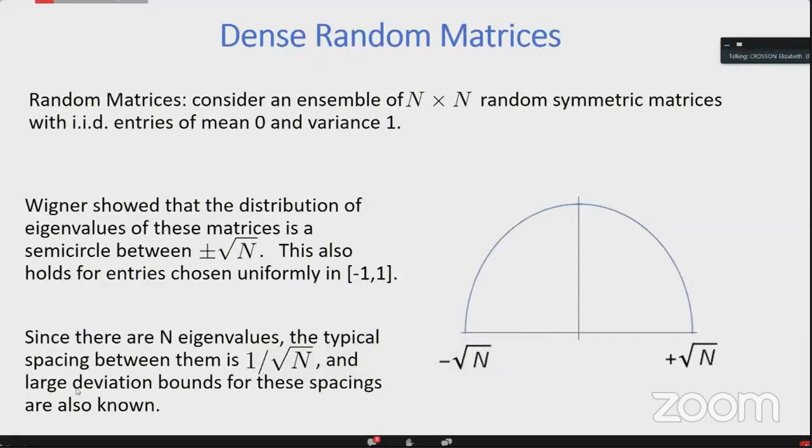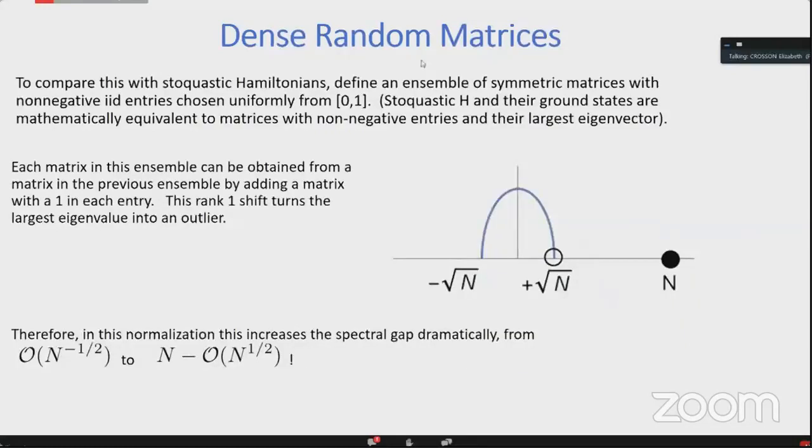And then, a lot is known about the probability that these spacings differ by very much. And also, there's a whole theory of what's happening at the extreme eigenvalue. So we're about to think of stochastic Hamiltonians and ground states in terms of Hamiltonians with non-negative matrix entries and their top eigenvector, kind of playing the role of the stochastic Hamiltonians as a random matrix ensemble.